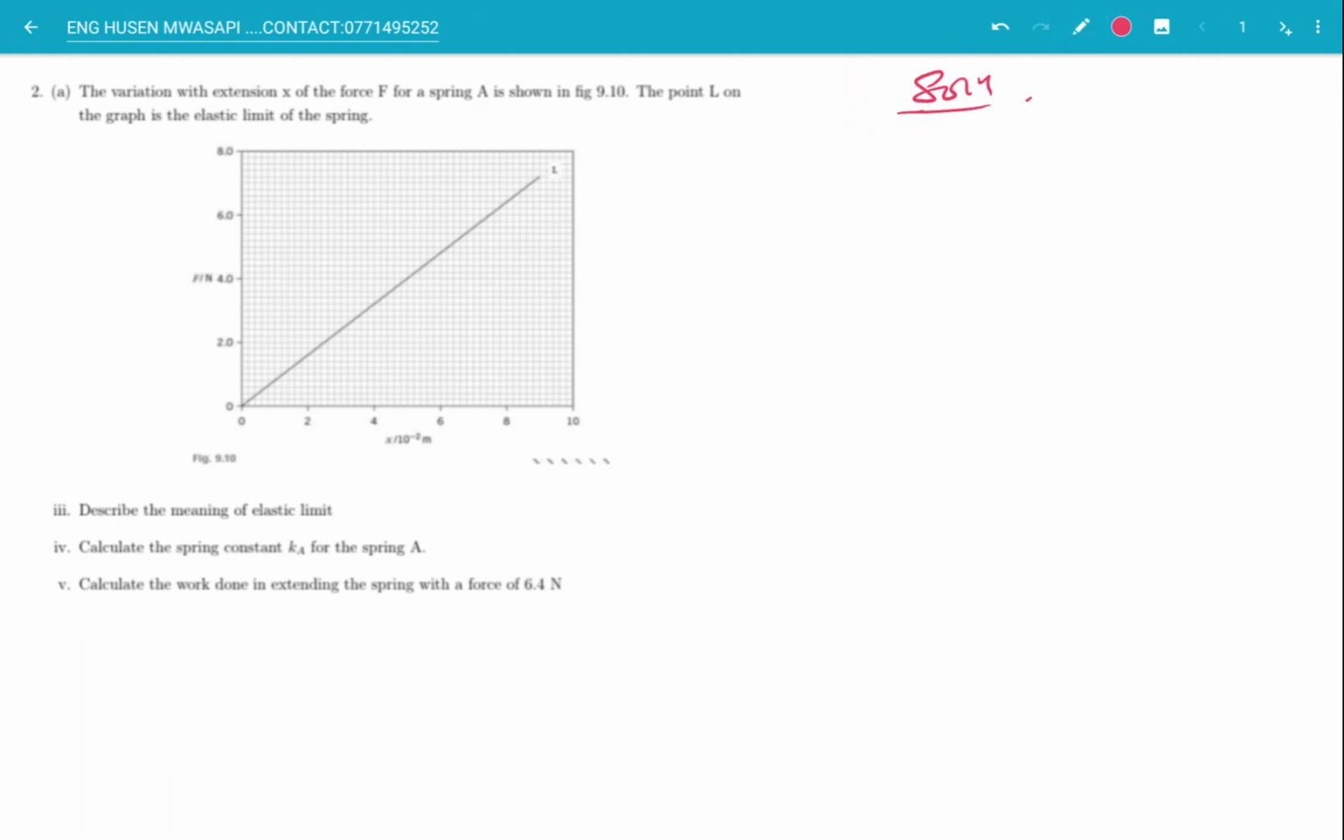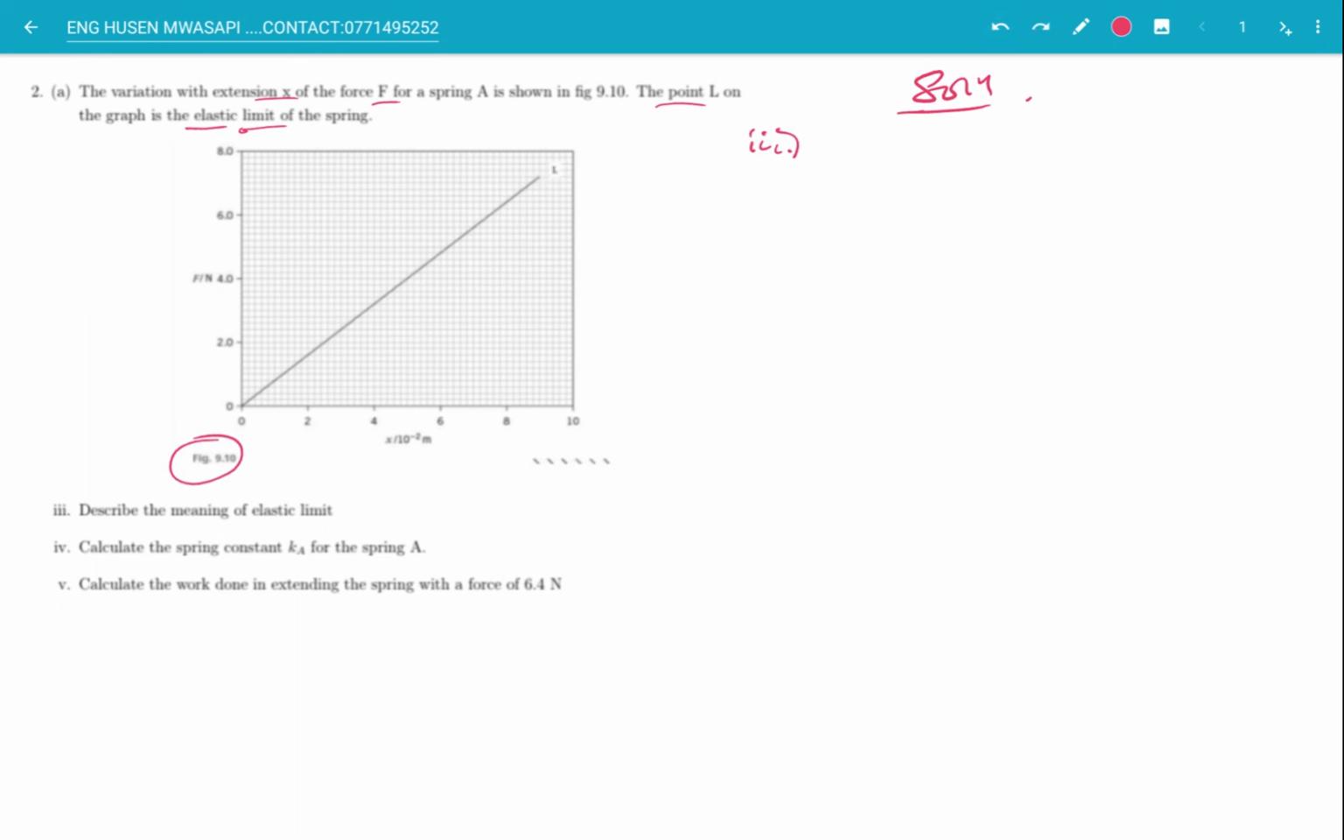Solutions. Speaking of the first question, let's read first. The variation with extension x of the force F of the spring A is shown in the figure. So this is the figure, which is of our interest. The point L on this graph is what we call the elastic limit of the spring. So this is the elastic limit that we're having here.